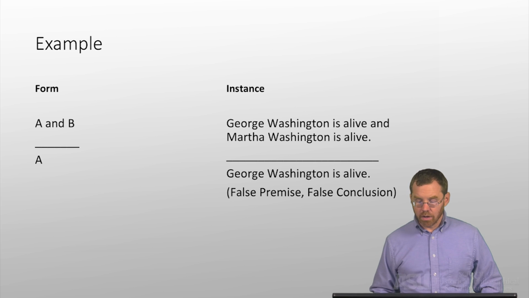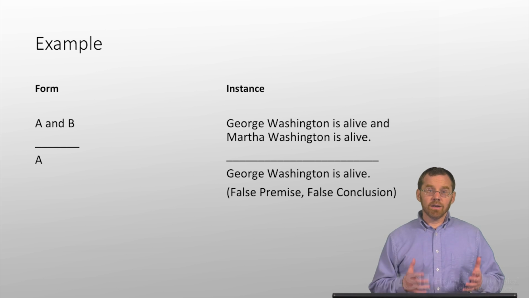Let's try another one. George Washington is alive and Martha Washington is alive. Is that a false premise? Yes. Right? Both of those things are false, so A and B can't be true. Is George Washington alive? No. So the conclusion is false.